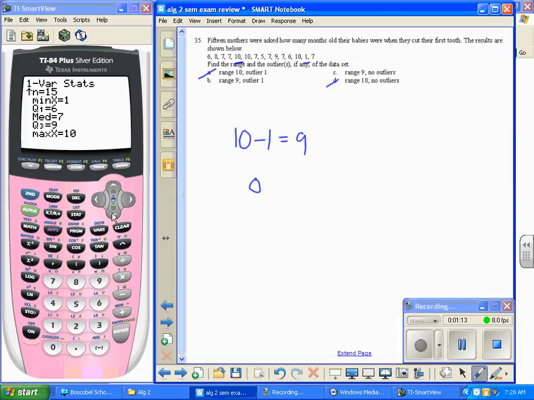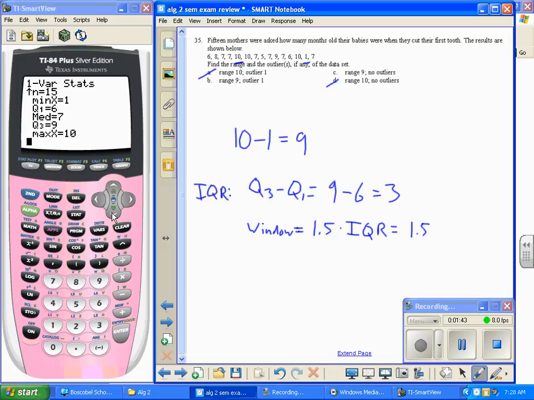On the calculator, the Q3 minus the Q1 is equal to 9 minus 6, which is 3. This is called the IQR. Again, I know I didn't teach this, but hey, if you can pick it up for extra credit, more power to you. So we have a window which is equal to 1.5 times the IQR. So this is equal to 1.5 times 3, so my window is 4.5.